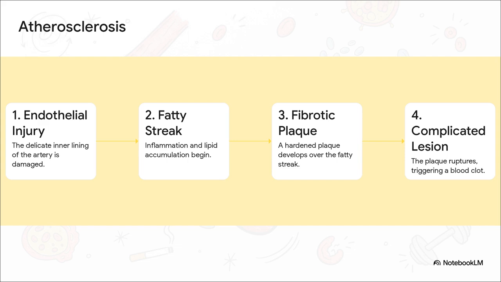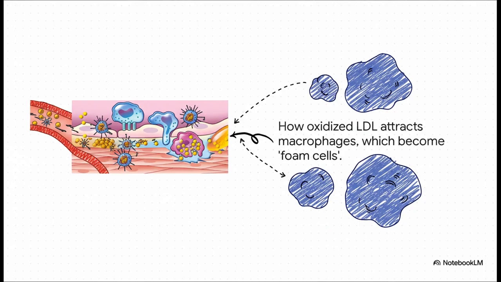Let's really zoom in on step 2, the fatty streak, because this is key. LDL cholesterol, the bad cholesterol, slips through that injured lining into the artery wall. Once it's in there, it gets oxidized. Now, this oxidized LDL is like a giant red flag for your immune system. It calls in these cells called macrophages, which come in and just start gobbling up all that oxidized LDL. These big, bloated, lipid-filled macrophages are what we call foam cells. And when you get a bunch of them together, you've got yourself a fatty streak, the earliest visible sign of atherosclerosis.